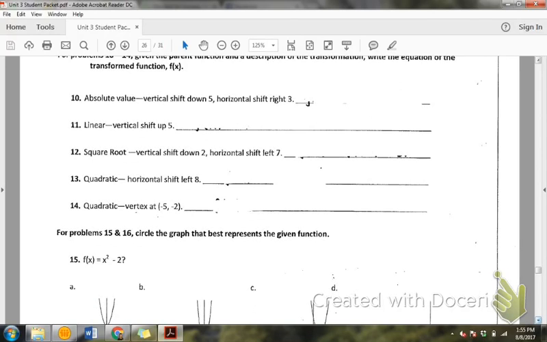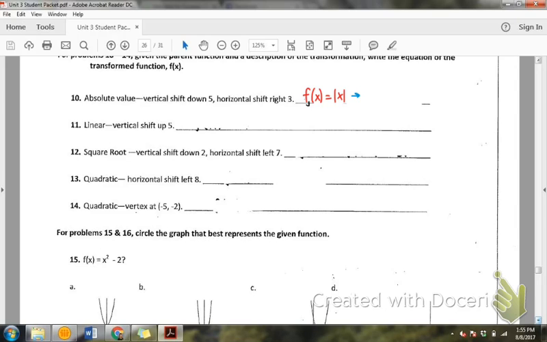All right, number 10 says the absolute value. These problems say give the parent function, so they're telling you what kind it is, and a description, write the equation. The absolute value has a vertical shift down and horizontal shift to the right. So we know it starts f of x equals the absolute value of x. We know that's how it starts, right? Because it said absolute value. What goes inside the absolute value symbol? The horizontal shift or the vertical shift? What goes inside?